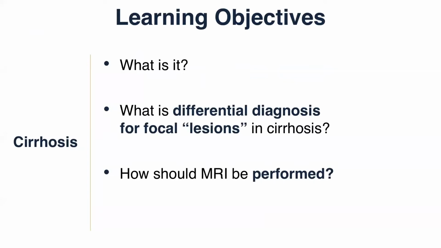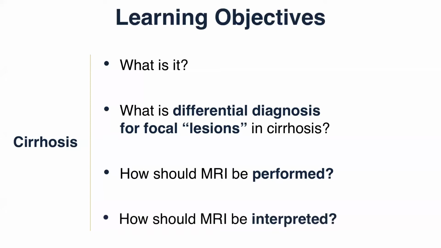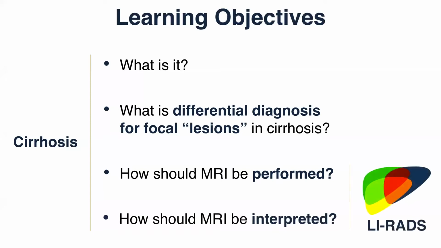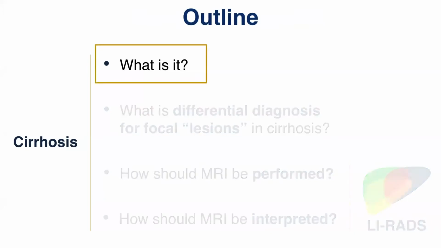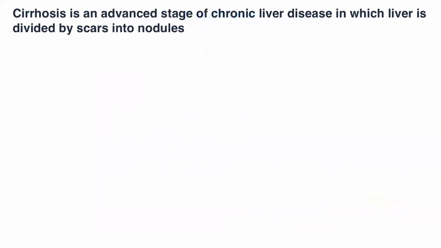Ask ourselves, now this lecture is a little bit MRI focused, so a little bit on how MRI should be performed in the setting of cirrhosis, and how MRI should be interpreted. And for these last two things, how it should be performed and interpreted, I'll review the LI-RADS approach. So those are my objectives. My outline is the same. And so let's start with what is cirrhosis.